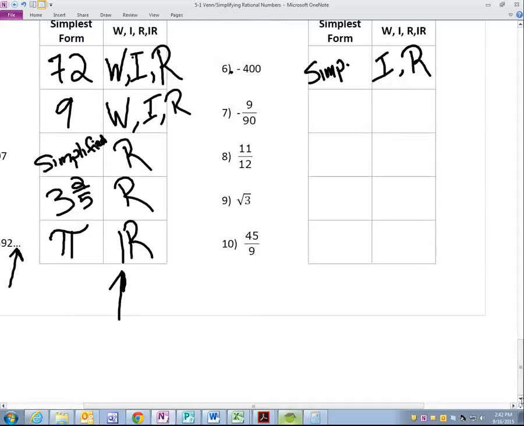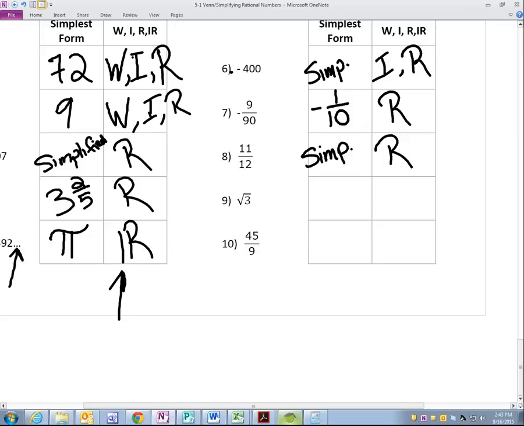We have negative 9/90, which simplifies by dividing everything by 9, and we have negative 1/10. And that is not an integer. It's not a whole number, but it is quite rational. 11/12, that's already simplified. It's not a whole number because it's missing a 12th. It's not an integer because it's not a whole number that's positive or negative. But it is a rational number because we can represent it as a fraction.